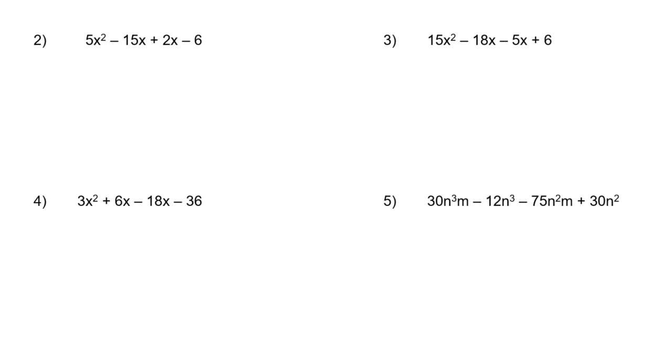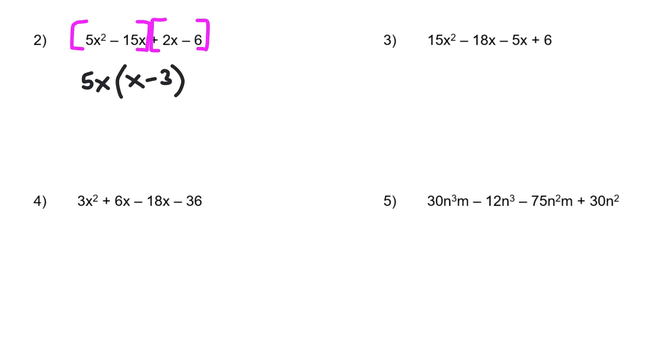So in number 2, first step, we're going to check for an overall GCF. So look at all 4 terms. In this case, they don't have anything in common. So we're going to move on to the next step, which is grouping the first 2 terms and the second 2 terms. If we focus on the first 2 terms, 5x squared minus 15x, both terms have a factor of 5x. If I factor out a 5x, I'm dividing by 5x, which leaves us with x minus 3.